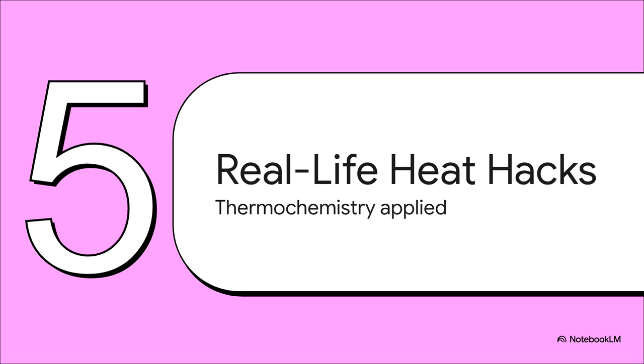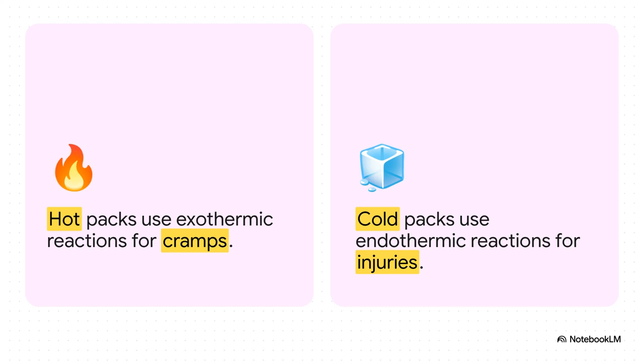Section 5. Real-life heat hacks. Thermochemistry in medicine. Okay, this totally solves our opening mystery. Medical instant packs are basically just portable little chemistry sets. Instant hot packs contain chemicals that, when mixed by squeezing the bag, trigger an exothermic reaction. This releases heat straight to your skin, which is just fantastic for relieving muscle cramps because it actually increases blood circulation. On the other side of things, instant cold packs contain chemicals that trigger an endothermic reaction when you break the inner pouch. It rapidly absorbs heat right from your surroundings, or your skin, instantly cooling a swollen injury. It's literally thermochemistry rushing to the rescue.